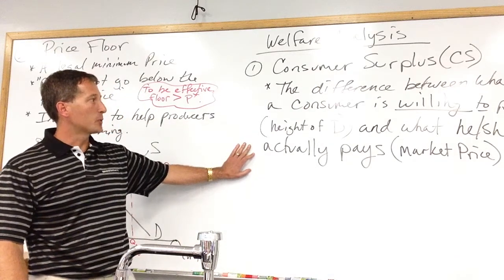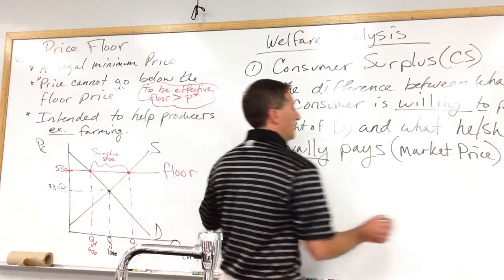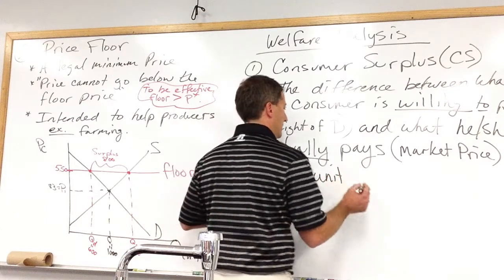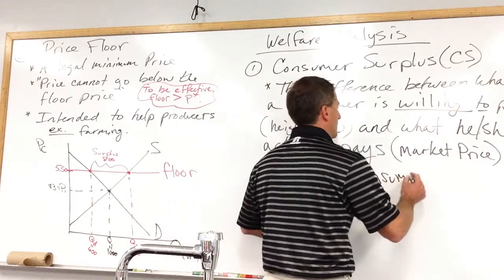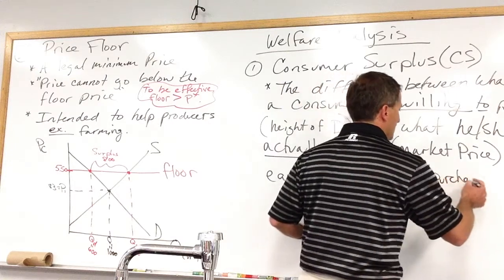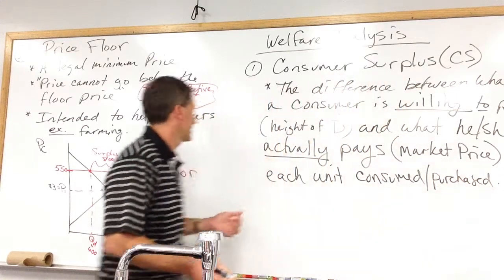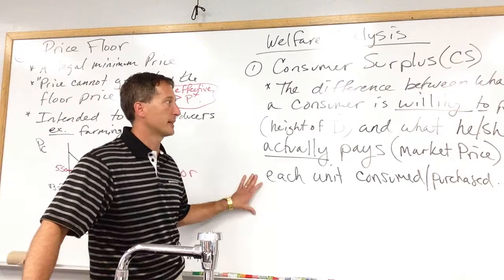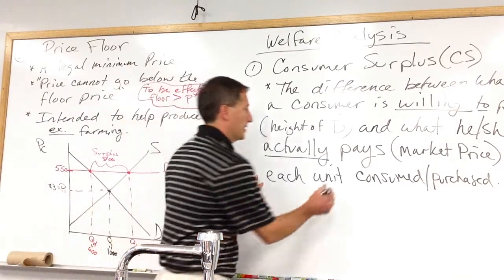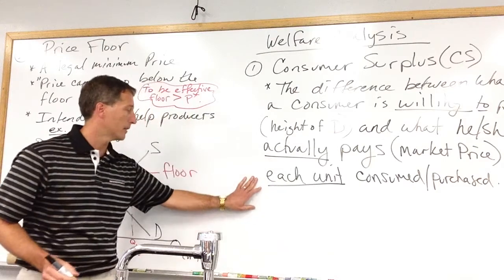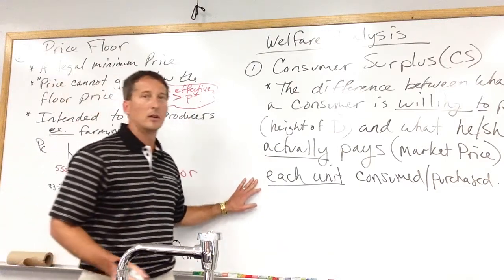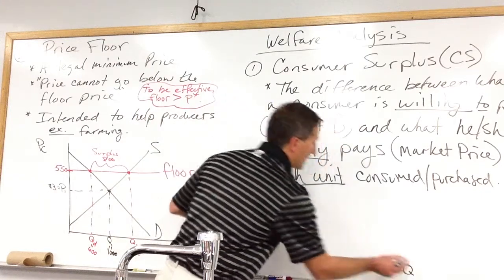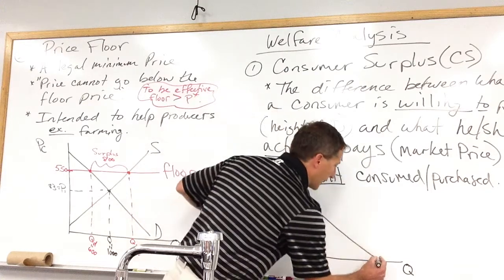The difference between what a consumer is willing to pay and what she actually pays for each unit consumed or purchased. The ones that you actually got, which is important when we start to come back to this situation of price floors and price ceilings. So I want you to underline for each unit. All right, so draw just the demand curve, not the supply curve. Just draw some sort of ordinary demand curve.